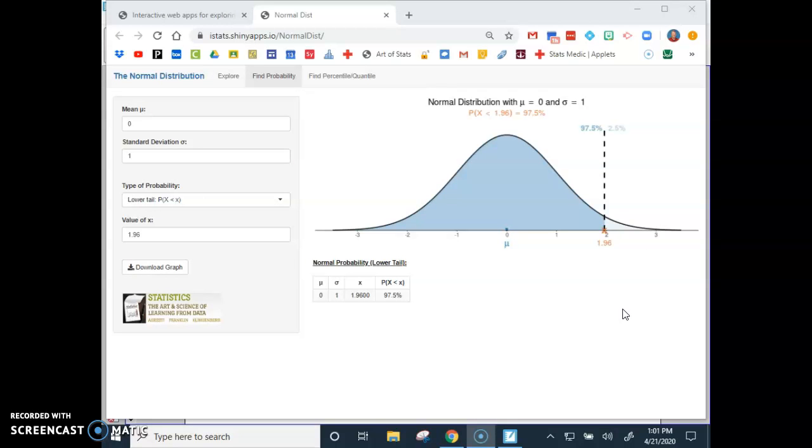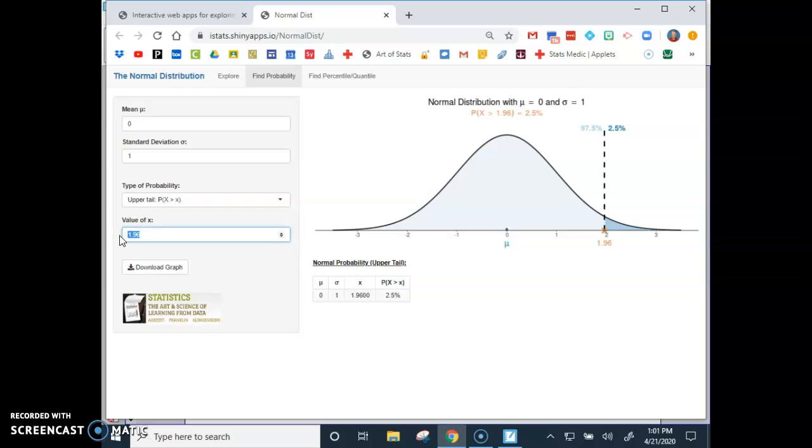So if we go to our normal probability distribution here, again, disregard the mean and the standard deviation. We're on a standard normal distribution. So even though we're doing proportions, we're looking at it on a standard normal distribution. Keep those as 0 and 1. We're going to look at our test statistic and go to an upper tail. Why? Because our test statistic was positive.